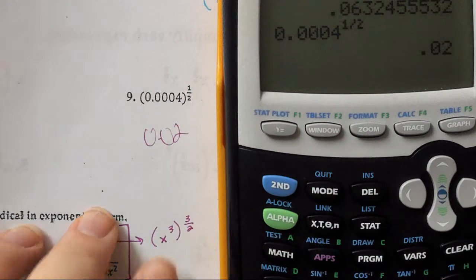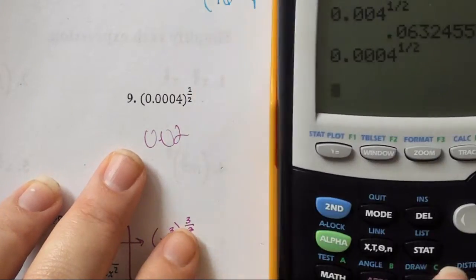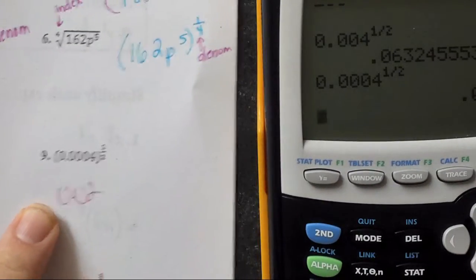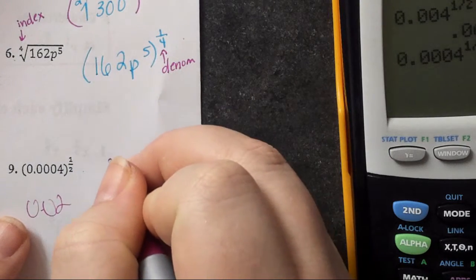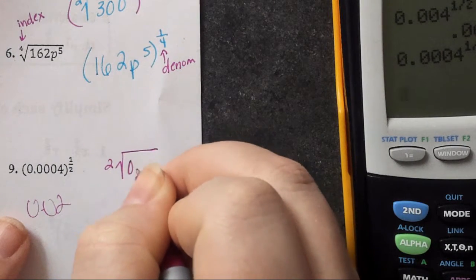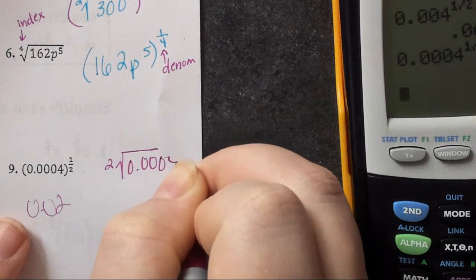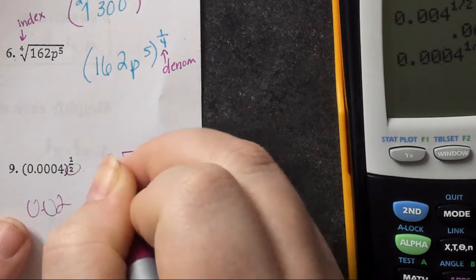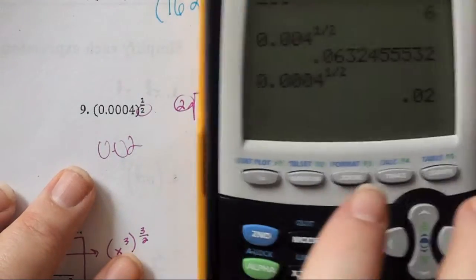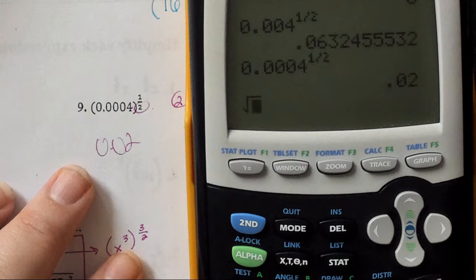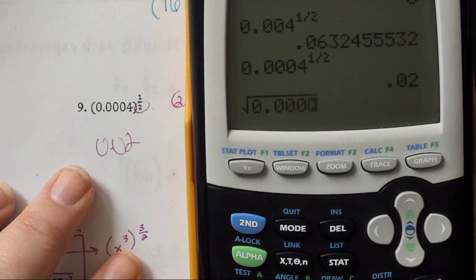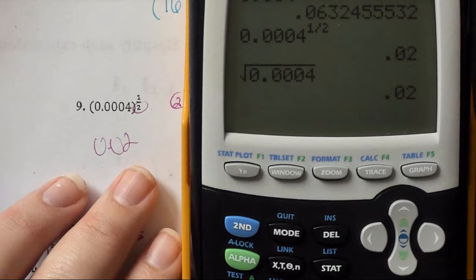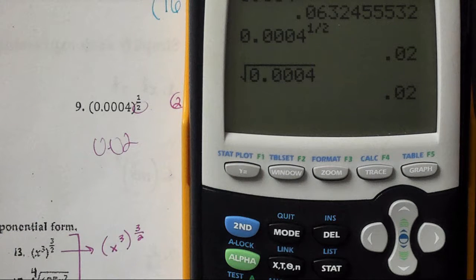But again, we just practiced, like that one I did mess up. Bless you, Natalie, for noticing. We had just talked about, if you wanted to write this in radical form, it would be the square root of 0.0004, because the denominator is the index. So I could have done square root of 0.0004 and gotten the same answer. Radical form, exponential form, they're the same, so you're going to get the same answer either way.